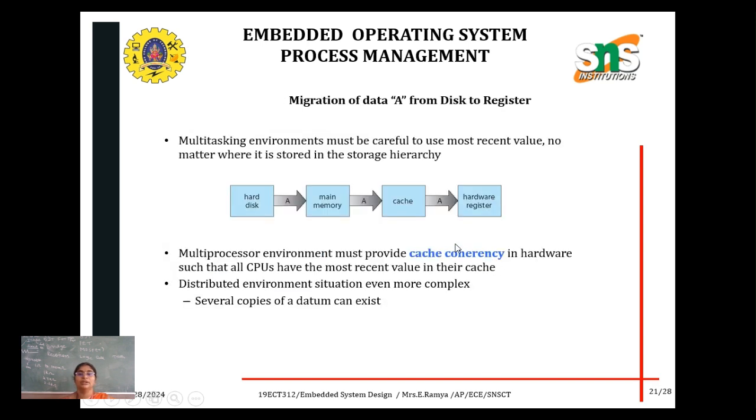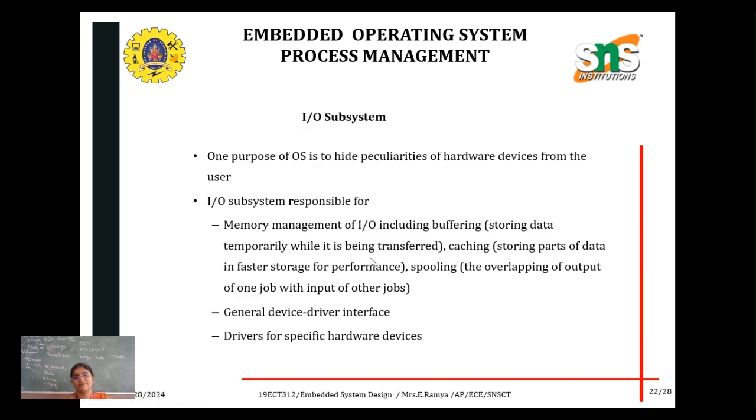Okay. Migration of data A from a disk to register. How is data registered? Migration from disk to register. Hard disk A, then it goes to the main memory. After that, main memory to cache memory. It is a temporary memory, and then it goes to the register. Okay. Hard disk is the external storage, and cache memory is the internal storage. A multiprocess environment must provide cache coherency in software.